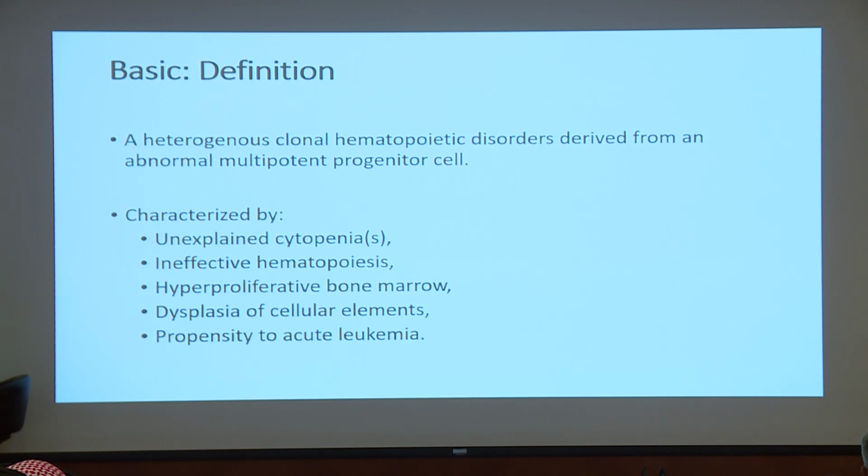So MDS represents a heterogeneous clonal hematopoietic disorder derived from abnormal multipotent progenitor cells. It's characterized by unexplained cytopenias, ineffective hematopoiesis, hyperproliferative bone marrow, dysplasia of cellular elements, and increased risk of acute leukemia.